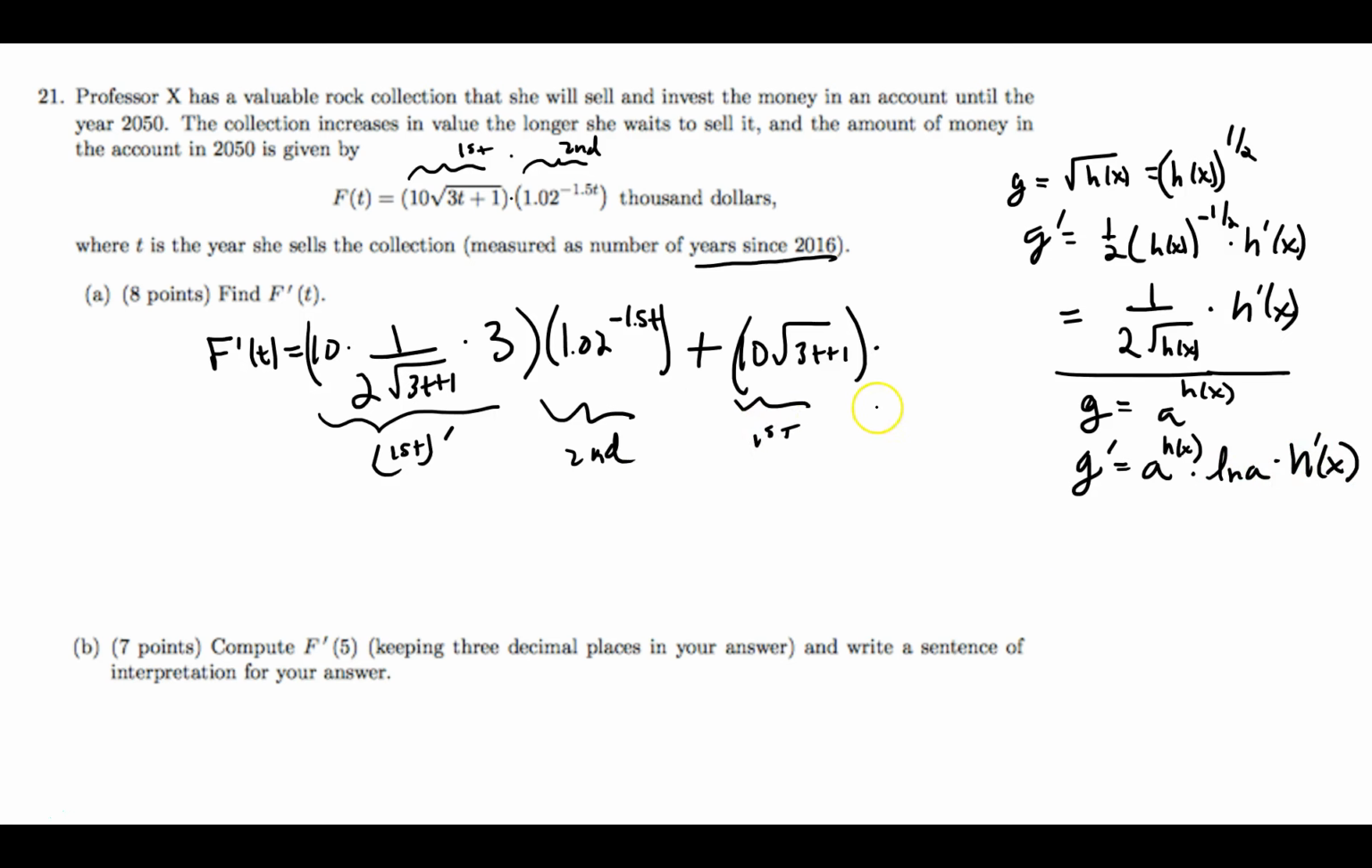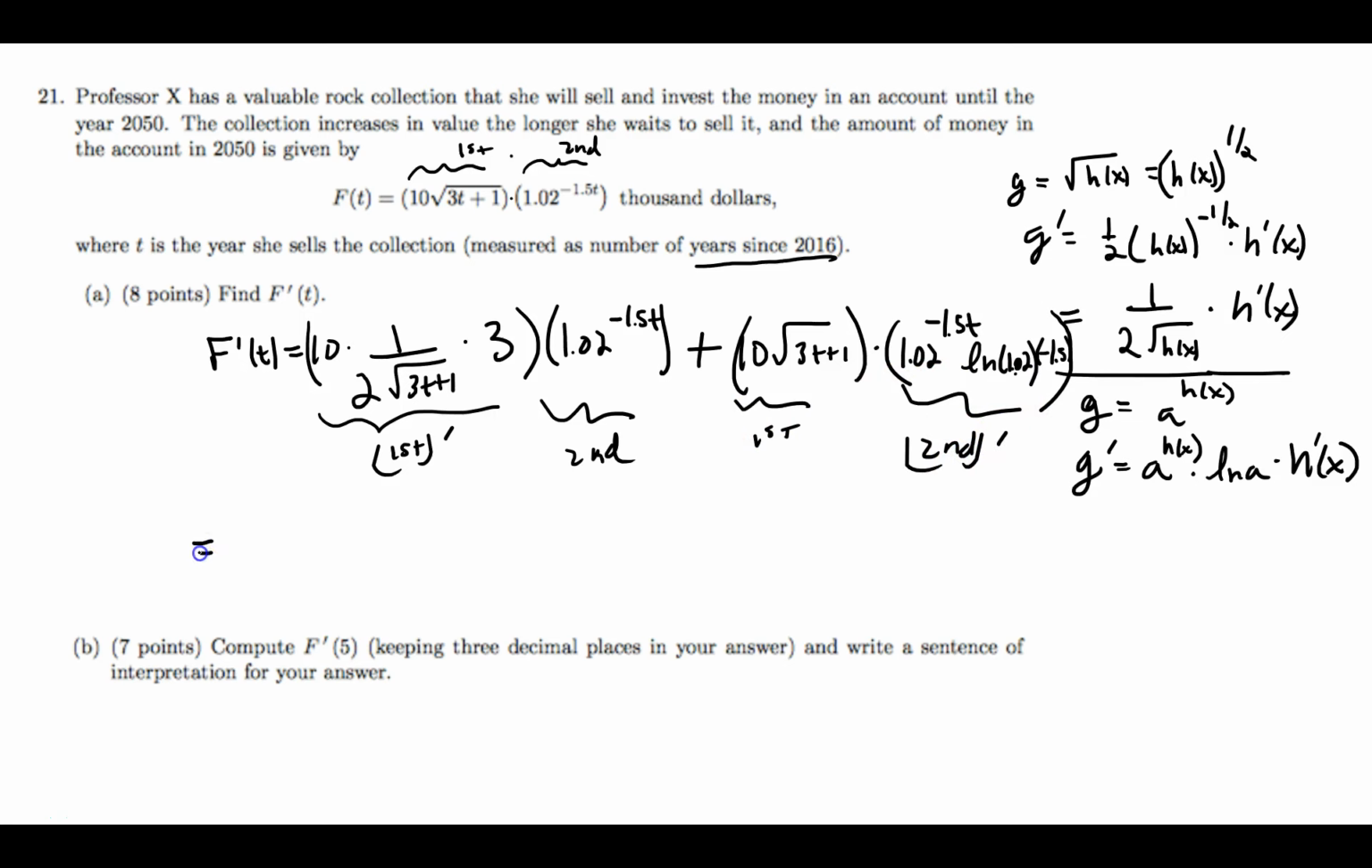We take our first, and now we're going to multiply by 1.02 to the negative 1.5t, and then we do the natural log of 1.02, and then finally negative 1.5t's derivative is negative 1.5. There's a lot going on there, but that's the derivative of the second.